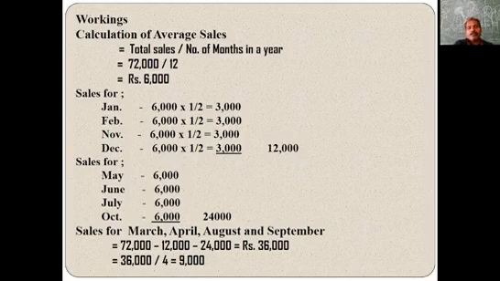Sales for May, June, July, October are average sales, so 6,000 respectively for 4 months, 24,000. Then sales for March, April, August and September, the missing months: total sales minus first 4 months' sales minus second 4 months' sales, the remaining is 36,000. So 36,000 divided by the remaining months, 4, so average sales for the remaining 4 months is 9,000 rupees. With the help of these values, we should calculate the sales ratio.